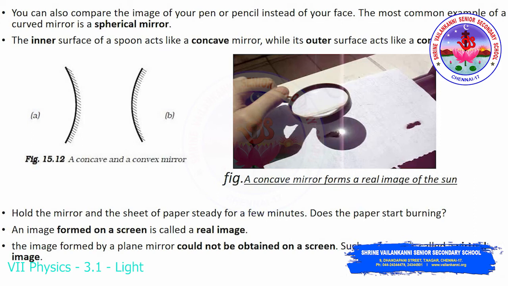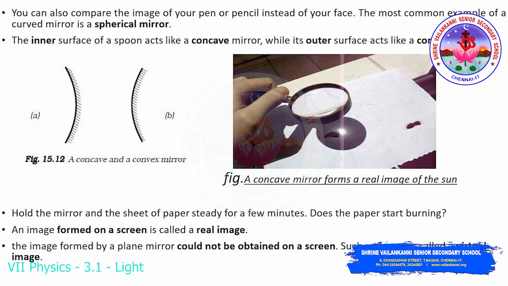Based on the concave mirror you can do an activity where you can observe how a real image is formed with the help of a concave mirror. See, in this activity, they have spread a sheet of paper on the terrace and then they are holding the concave mirror like this. This concave mirror will show the exact image, that is the real image of the sun on the paper. If you hold this concave mirror steadily for some time, you will be able to witness that the paper will start to burn.